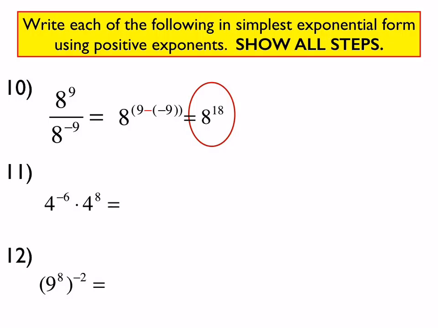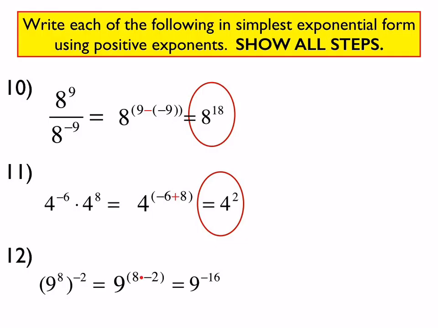Number 11, a multiplication problem with like bases. Therefore, we add exponents. Negative 6 plus 8 is 2, so we have 4 to the 2nd. And number 12, a power to a power. Multiply exponents. Make sure we have our final answer with positive exponents. So therefore, 1 over 9 to the 16th. So far, this should seem pretty easy.